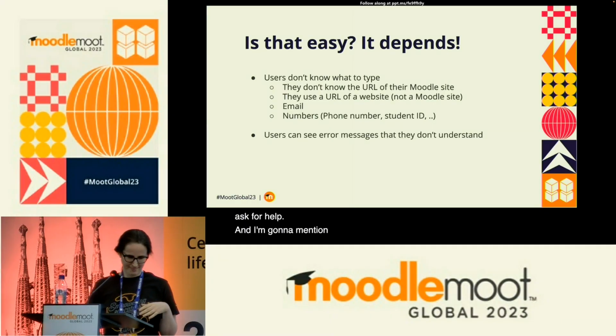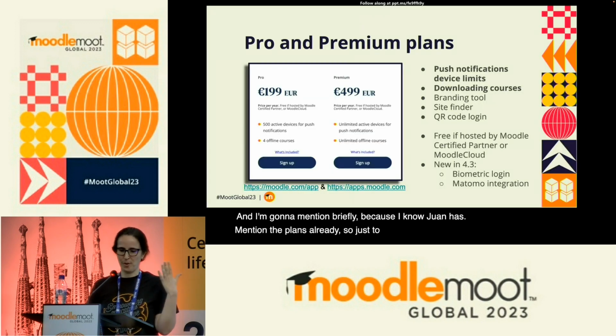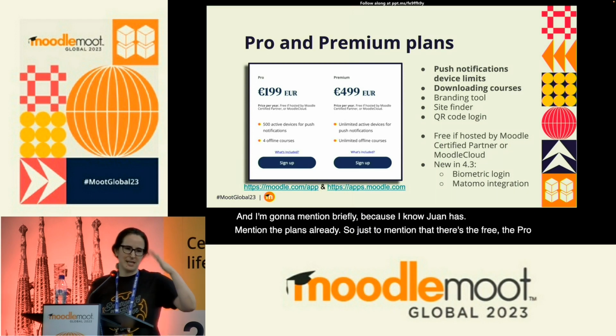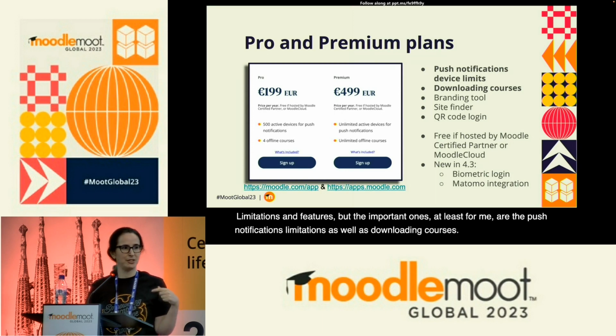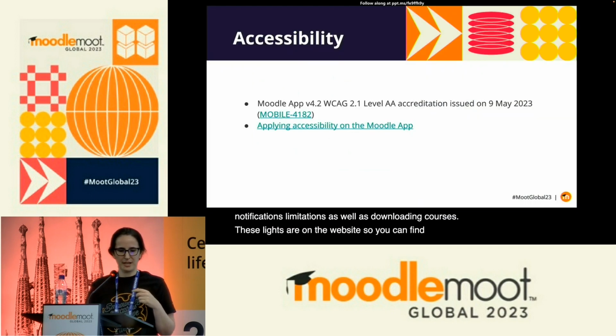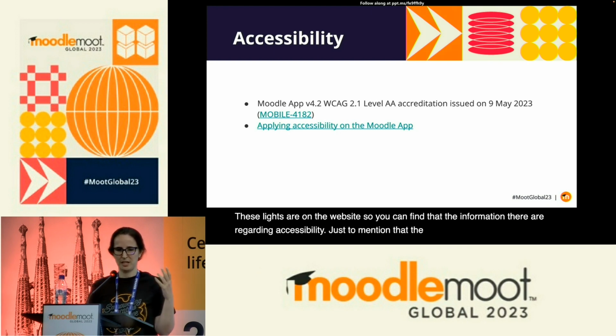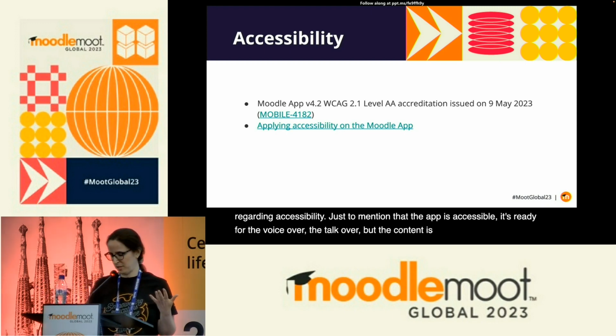I'm going to mention plans briefly, because I know Juan has mentioned them already. There's the free, the pro, and the premium plan. There are several limitations and features, but the important ones, at least for me, are the push notification limitations, as well as downloading courses. The slides are on the website, so you can find the information there. Regarding accessibility, the app is accessible. It's ready for VoiceOver and TalkBack, but the content is on your site, so you need to adapt it and be sure it's ready.